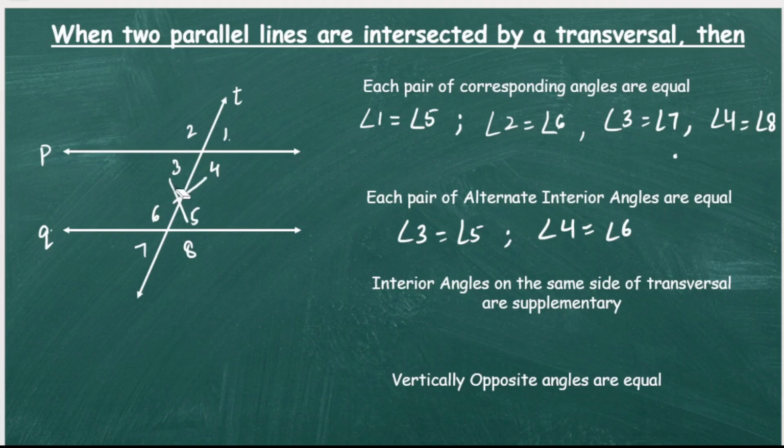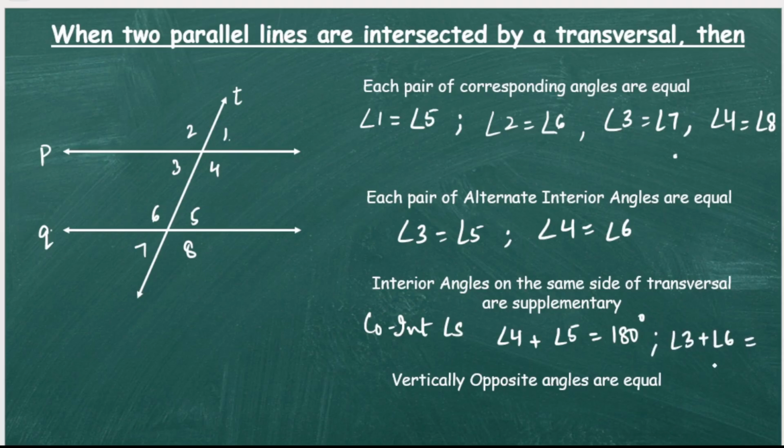Next one, the interior angles on the same side of the transversal are always supplementary. So I am talking of co-interior angles, meaning 4 and 5. These two angles are supplementary. That means angle 4 plus angle 5 is always equal to 180 degrees. Which is the next pair? 3 and 6. Similarly, angle 3 plus angle 6 is always equal to 180 degrees.